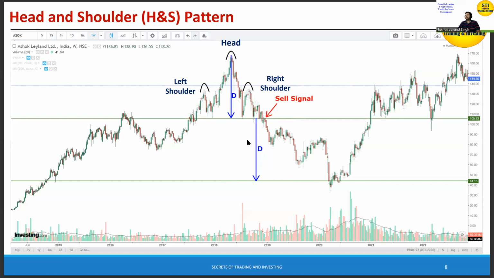So maybe let me take the example directly from the chart. The question is, does it have to be exactly equal? But see, your below line is not exactly touching the lowest point per se. Yeah, correct. So what I'm saying is, as per the concept, okay.